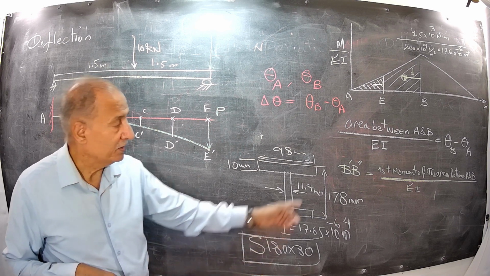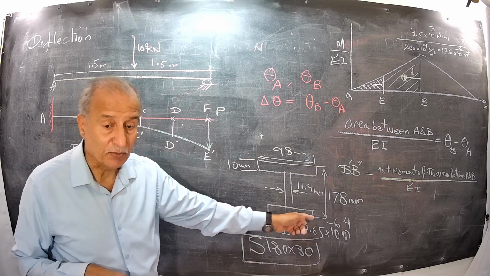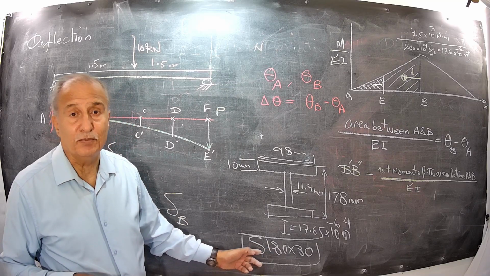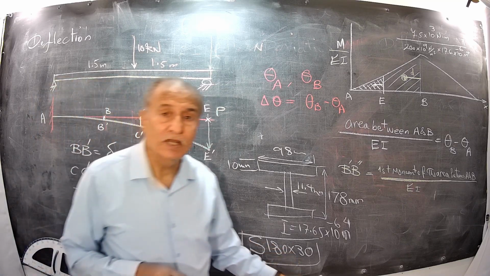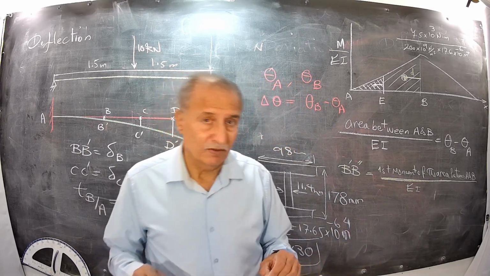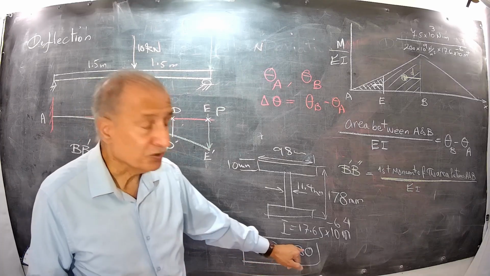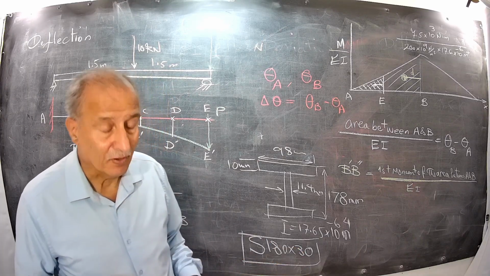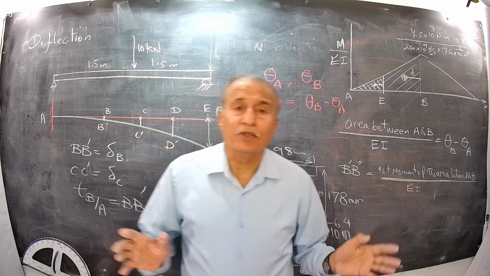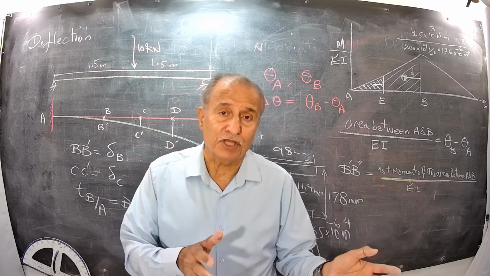180 is the nominal size, the depth of the beam. In the market, they know it as a 180 beam. 30 means each meter of length of this beam weighs 30 kg. Okay? This is everything about deviation, deflection, and slope.